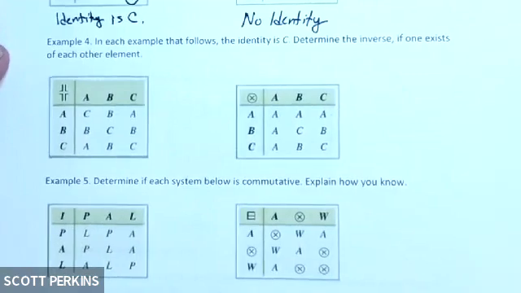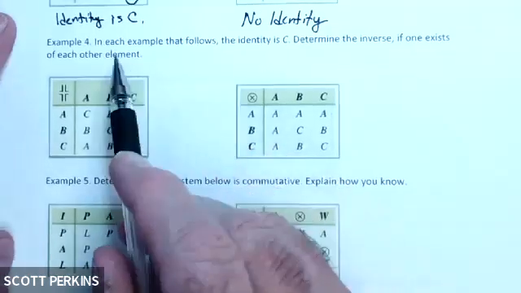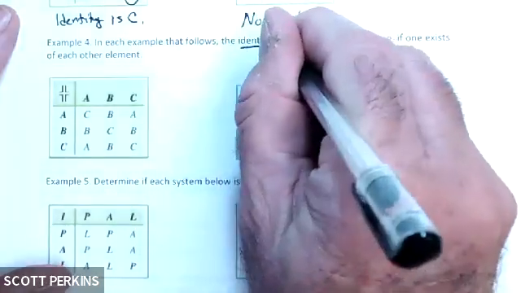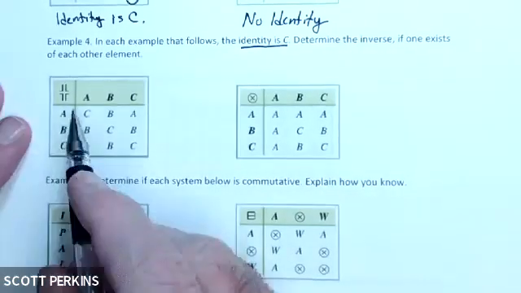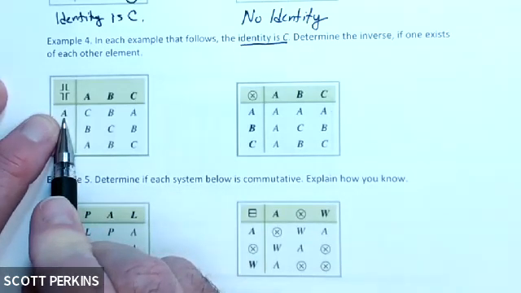Example 4. When we went through with our circular arithmetic, this was where we had to list them out. We went through and we listed every pair of items that gave us 12 on the previous thing. So what the problem here says is in each of these two tables, the identity is C. What we want to know is what's the inverse, if one exists, for every element. So as an example, what do I combine with A in order to get the identity of C?